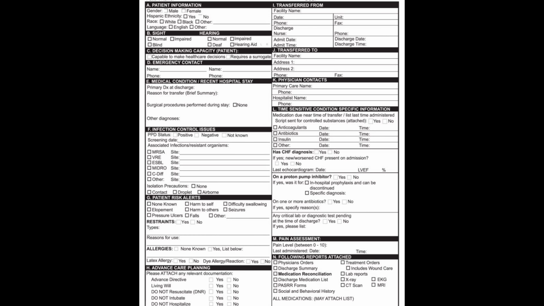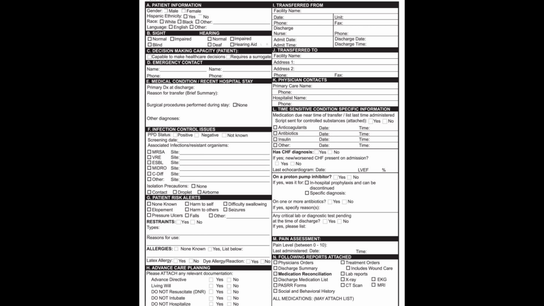Okay, so before I ended the video, I kind of wanted to show you guys the 3008 and go over it with you. It has all the important information about the resident on it. So it's very important that you receive this in the packet. It's going to have their gender, their race, their language, their eyesight, if they're blind, if they have normal hearing. If you see decision-making capacity, it's going to also let you know if they're able to make their own healthcare decisions and if they need a surrogate or a POA. It's going to have their emergency contact listed as well.